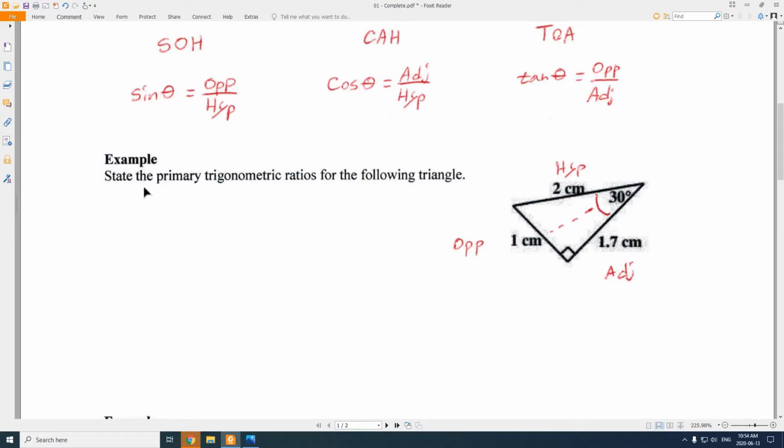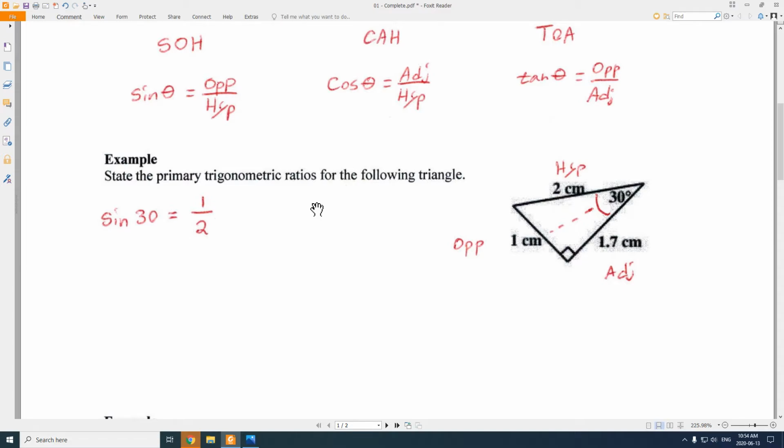So I'm just going to pull the info out of here. Sine of my angle, so sine 30, equals the opposite, which is 1, over the hypotenuse, which is 2. There we go. So that was your sine equation from this triangle.